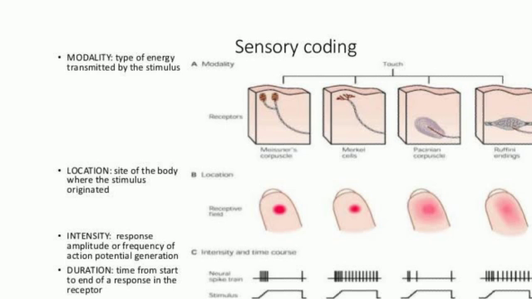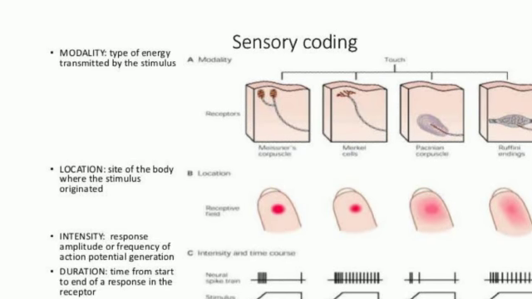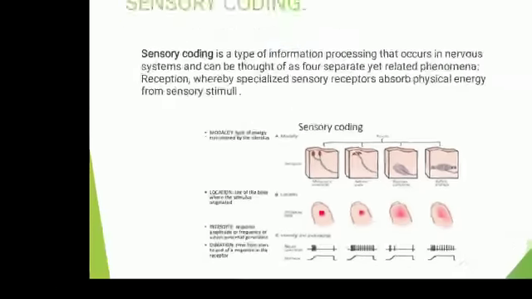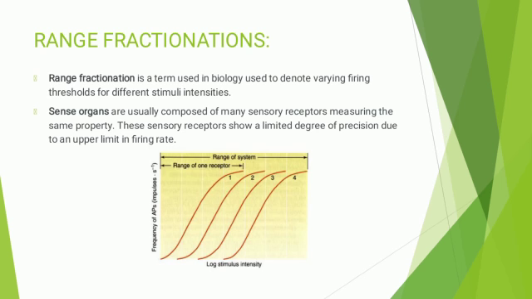There are four different types of fingers that show how we find out where the stimulus originated. Third one is intensity. Intensity is the response, amplitude or frequency of action potential generation. And the fourth one is duration. Duration is the time from start to the end of a response in the receptor. This is sensory coding. Now we discuss about the range fractionation.